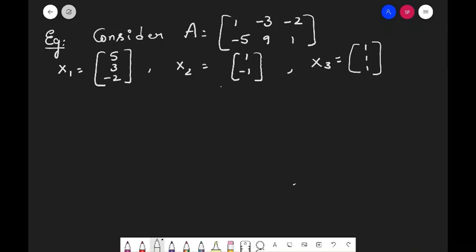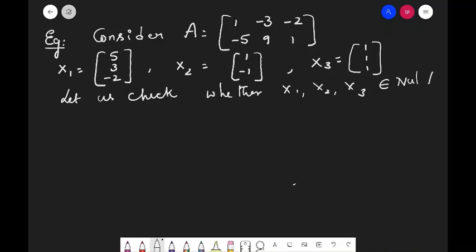So now let us check whether x1, x2, x3 belong to null A or not. So this is what we want to check. So what is the matrix given to us? A is the matrix 1, minus 3, minus 2; minus 5, 9, 1.